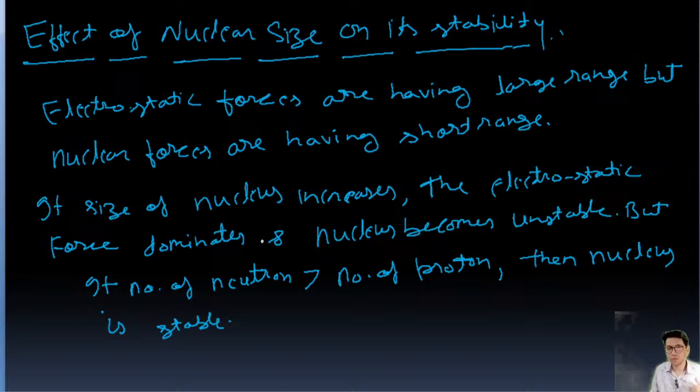Okay, so if the size of the nucleus is larger, in that case electrostatic force will dominate the nuclear forces, because nuclear forces are short range forces, electrostatic forces are long range forces, right? But if the number of neutrons is more than the number of protons in the nucleus, then the nucleus is going to be stable. Okay, next point.